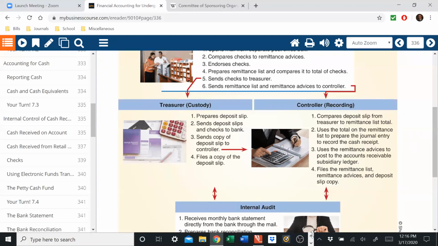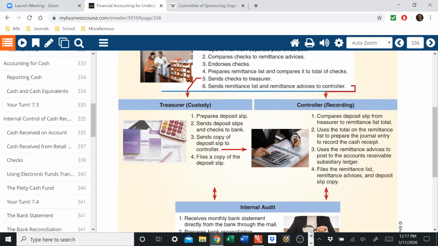So that's what the treasurer does. The treasurer doesn't make any journal entries or record anything. All they do is just take the checks, make a deposit slip, and send the checks and the deposit slip to the bank and a copy of the deposit slip to the controller. The controller never gets the checks or the cash. They don't have any custody duties. All they're in charge of is recording.